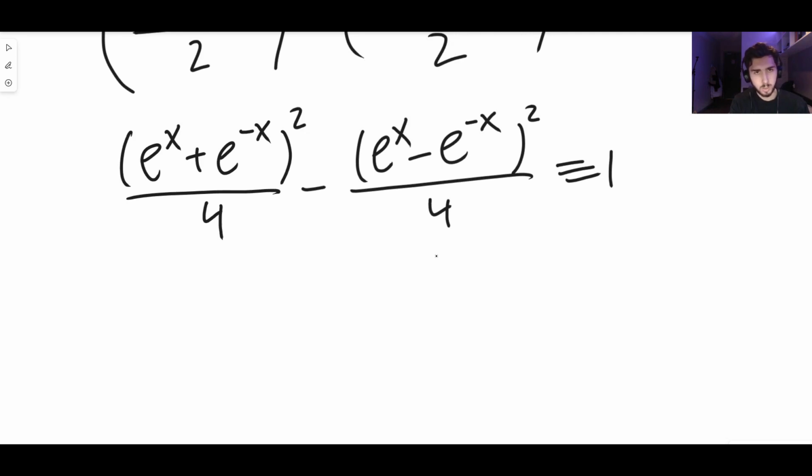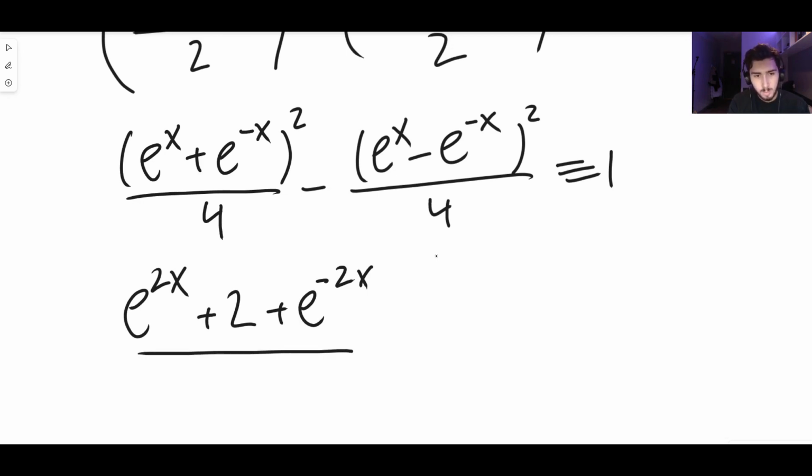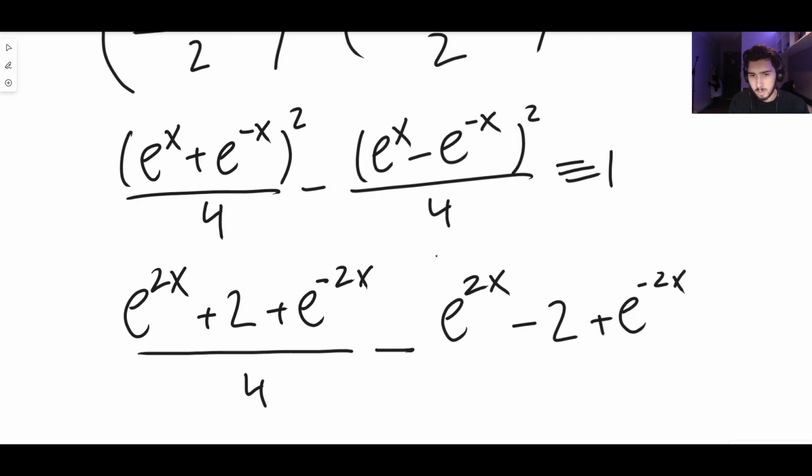So expanding this top bracket out, e to the x squared is e to the 2x. E to the x times e to the minus x is 1, and that happens twice. And then e to the minus x squared is e to the minus 2x, and that's still just divided by 4. And then we're going to take away the same thing, so e to the 2x, and this is going to be minus e to the x times e to the minus x, which gives you minus 2, because it happens twice. And then you get plus e to the minus 2x. And this is still divided by 4.